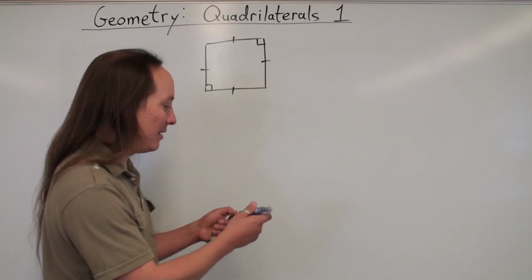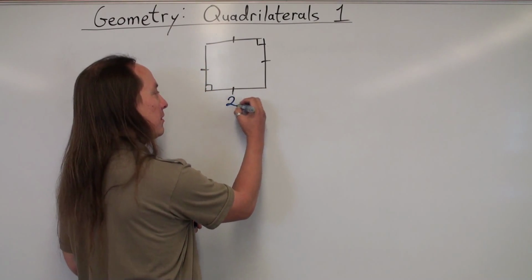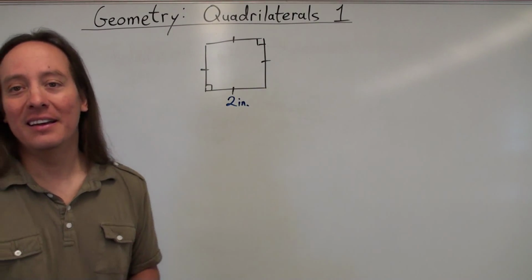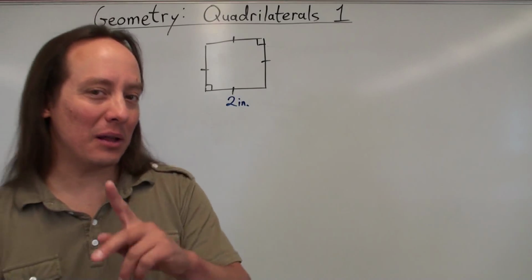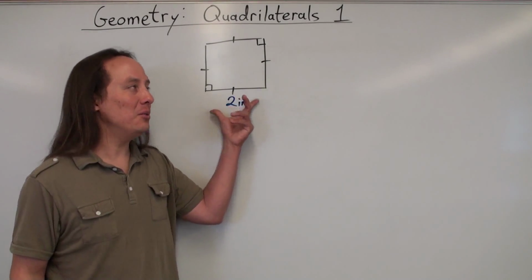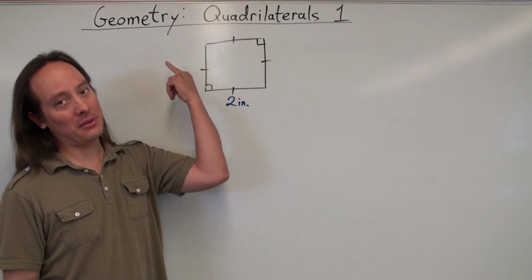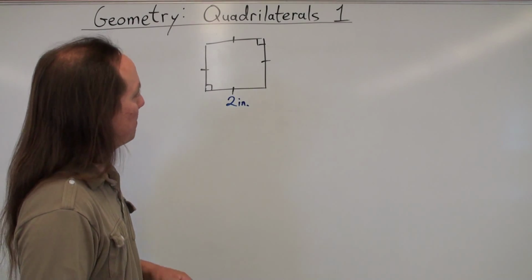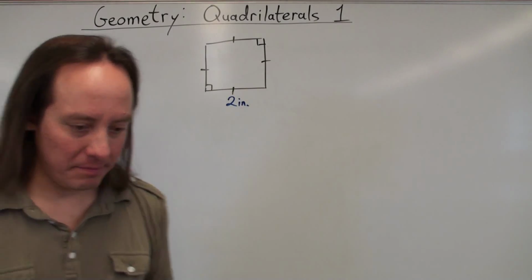All right, so let's go ahead and put some measurements here. I think that's enough, right? Because like I just said, if this one measures 2, that one measures 2, this one measures 2, and this other one on the side here will measure 2 inches. All right. Well, let's talk about area.